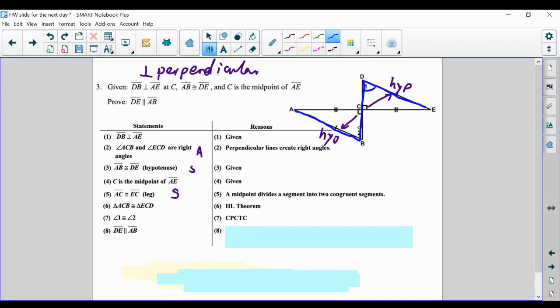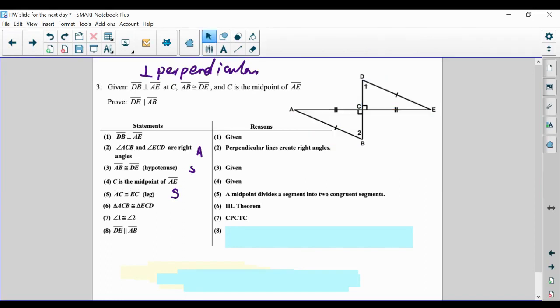So angle 1 and angle 2, what angles are they called? Or angle E and angle A, what angles are they called? They are alternate interior angles. So when alternate interior angles are congruent, then the lines are parallel. That is the steps to complete a proof.